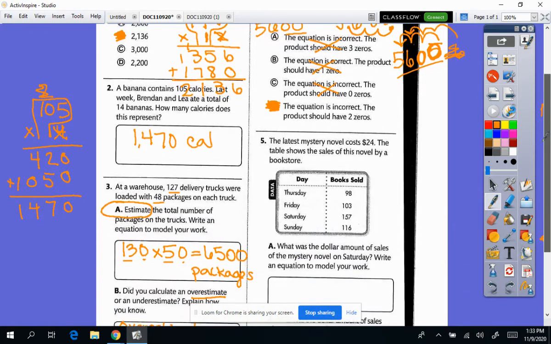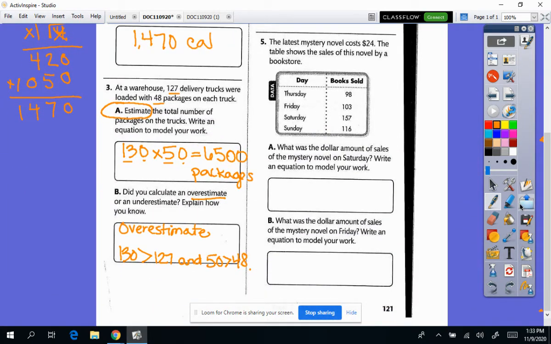All right, we're going to go ahead and take a look at number 5. The latest mystery novel costs $24. The table shows the sales of this novel by a bookstore. So I'm going to look in the data table here. For each day of the week, I have how many books were sold. And I know that the cost is $24.